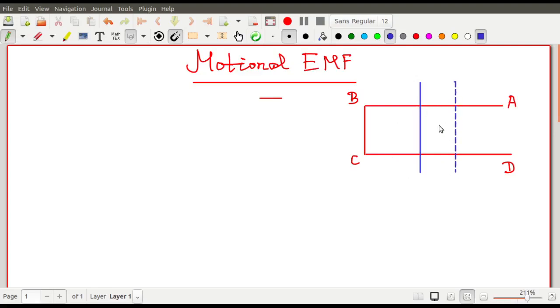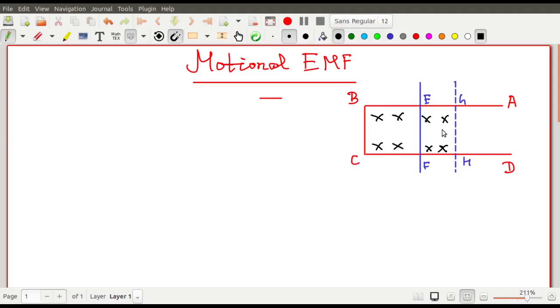So these are the two positions. One I represent by solid line and another I represent by dotted line. So this one is EF and this one is GH. So these are the two rails that I have, and this symbolizes the magnetic field. This cross actually signifies that there is some amount of magnetic field, right? So এখানে magnetic field আছে.